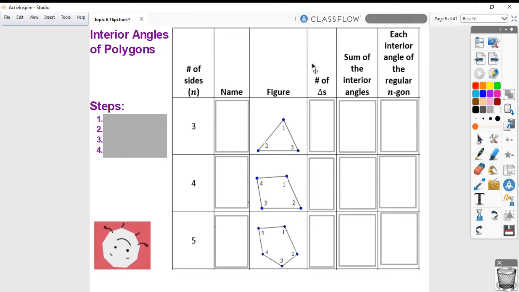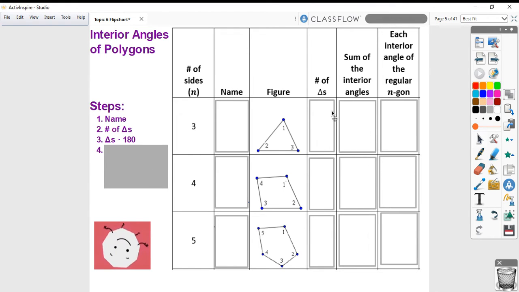What we're going to talk about now is the interior angles of polygons. To fill out this chart, we have four things that are missing from each row. First off is the name of the polygon. We already know how many sides it's going to have, so now we need to figure out what the name is. The picture of it is already drawn, an example of that kind of polygon. The next thing is the number of triangles, and we're going to talk about that more with the 4 and 5-sided ones.